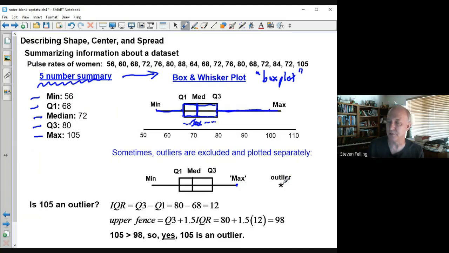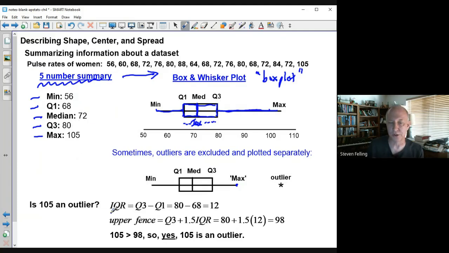So that will sometimes be used to indicate that those particular points are far enough away to qualify as being outliers. So let's determine whether this is an outlier. The way we would do that is we would have to figure out what Q1 and Q3 are. And so let's say that I've gone through the process to figure that out. I've divided the data in half to find that the median is 72. And I've divided the lower half of the data in half and found that Q1 is 68. And I've divided the upper data in half and found that Q3 is 80.